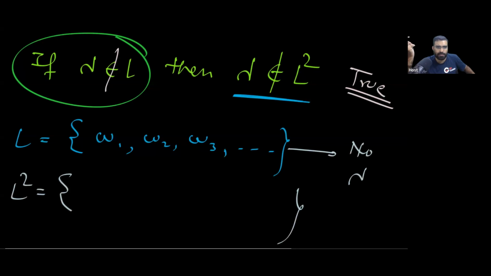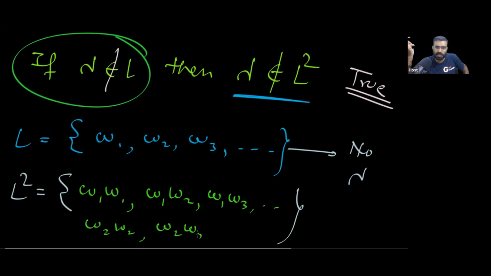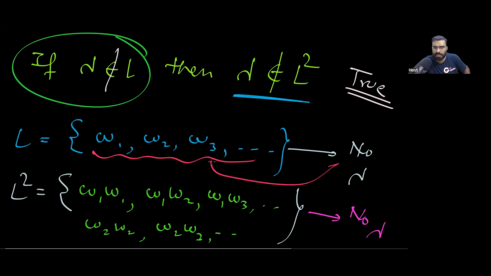In L square, what will you have? For example, you will have W1 W1, W1 W2, W1 W3, and so on. You will have W2 W2, W2 W3, and so on, something like this. So here also you will not get lambda. Is this point clear? Very simple. If none of them is lambda, then L square also does not contain lambda. You can check it out.